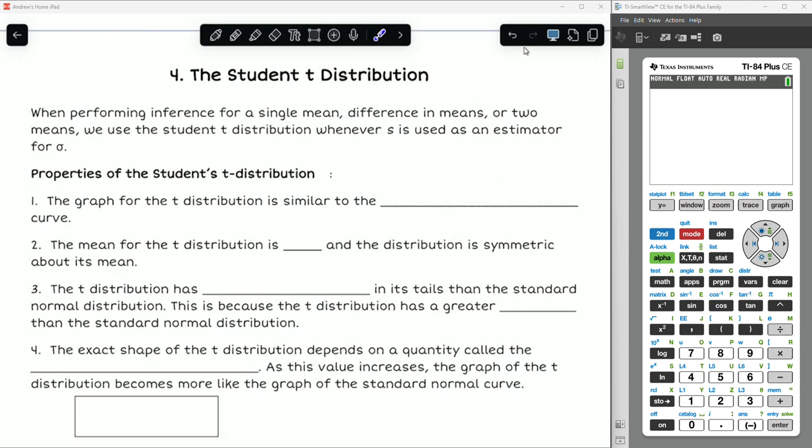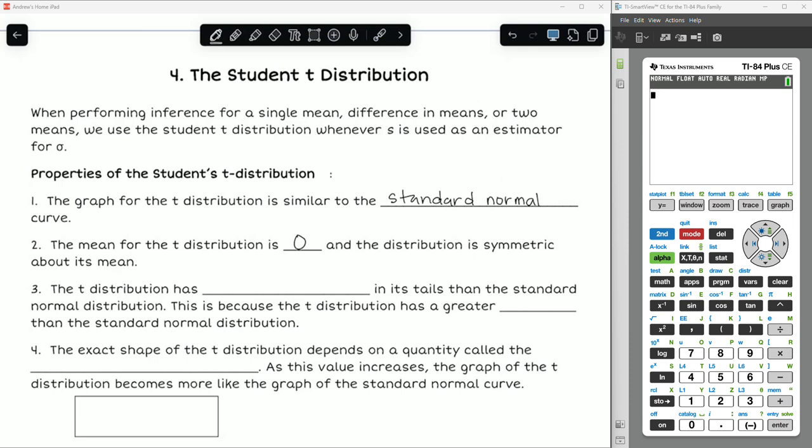So let's take a look at a couple of properties of the student t-distribution. The first thing you should know is that the graph of the student t-distribution is very similar to the standard normal curve. So we know the standard normal curve is bell-shaped. The student t-distribution is also bell-shaped. Also similar to the standard normal curve, the mean for the t-distribution is 0, and the distribution is symmetric about that mean.